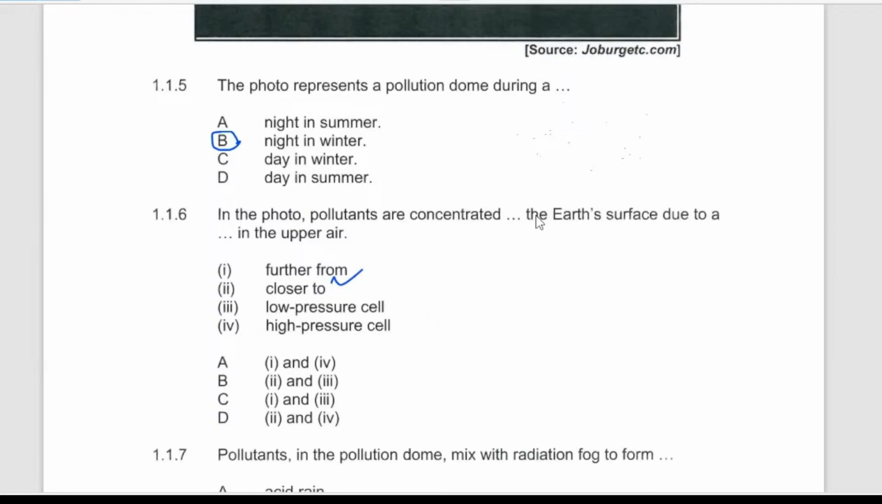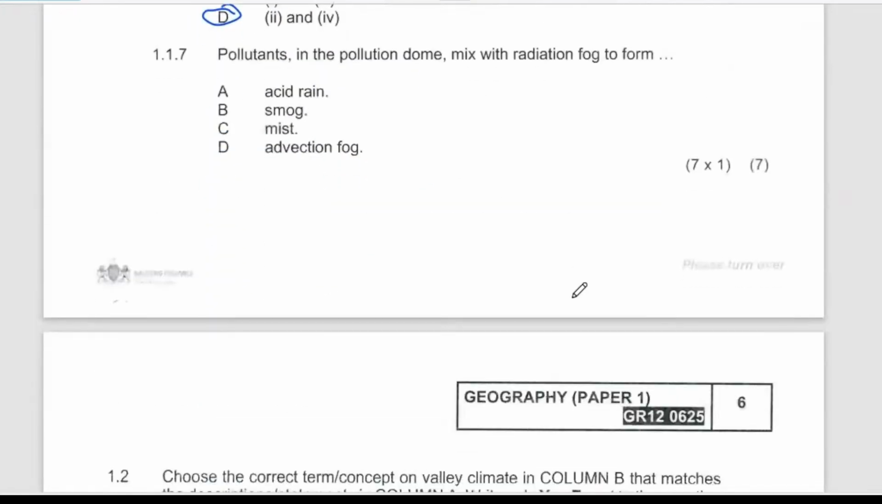I think we have discussed that. So the high pressure cell is the one that lowers the pollution dome, is the one that forces the pollutants to lower their level and ultimately concentrate close to the ground surface. So our correct response must be matching item number 2 and item number 4. That is on response number D. Right, moving on to the next question.